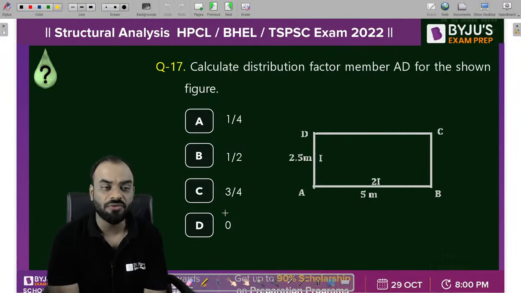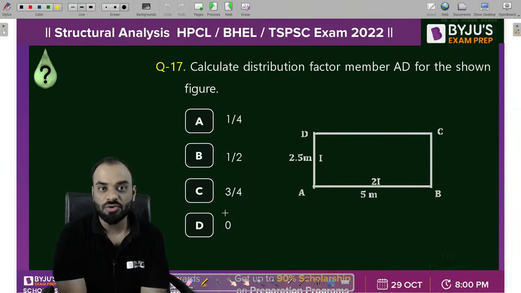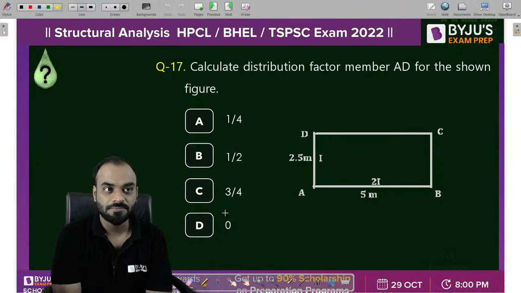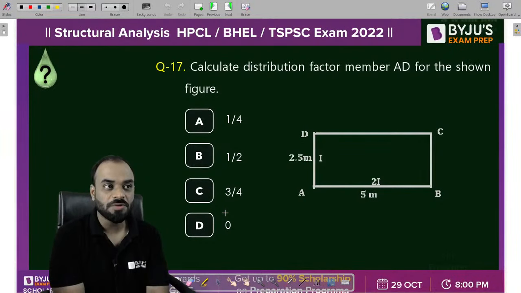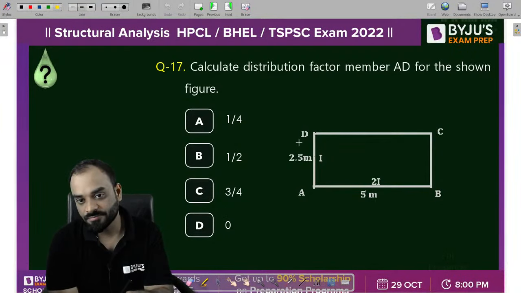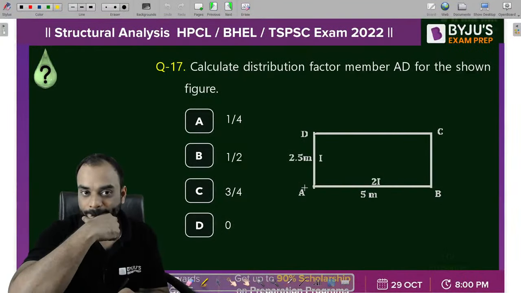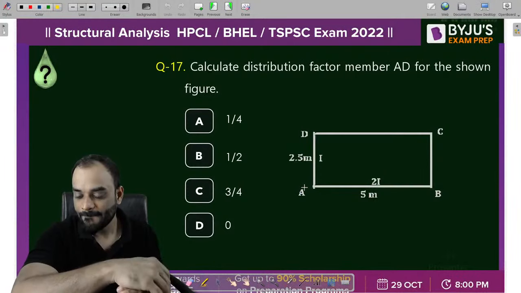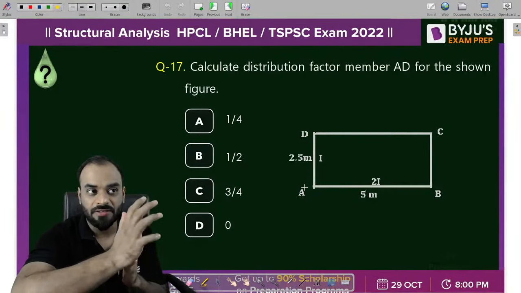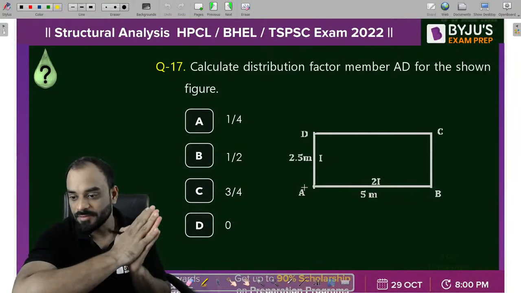Calculate the distribution factor for member AD. What should be the distribution factor for member AD? AD means this one. Tell me, guys, tell me quickly. What is the value of distribution factor for AD member?